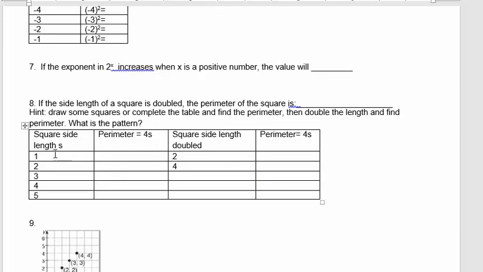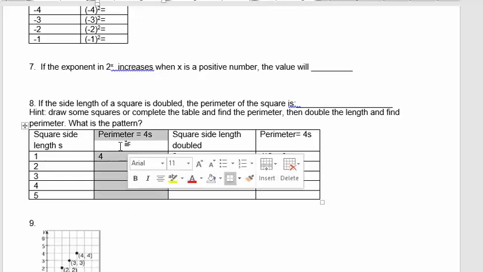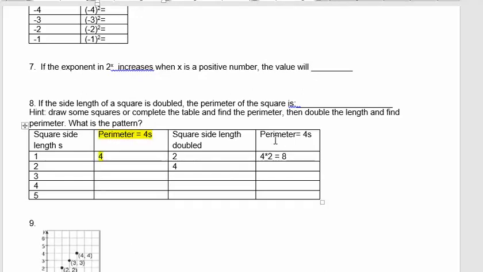So let's say we have a square that has side length 1. The perimeter would be 4 times 1, so that would be 4. If we double the side length, that is, if we go from this 1 and we double that, we would have 1 times 2. So now we'd have 2 for our side length. And then the perimeter would be 4 times 2 equals 8. So the part that I'm going to want to compare is this column and this column. I want to know if I double the side length, how does the perimeter change? So it went from 4 to 8.